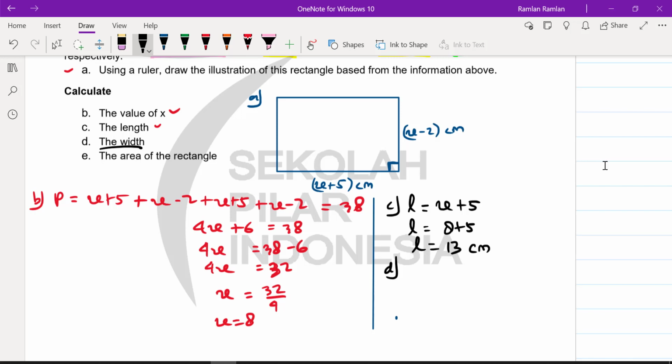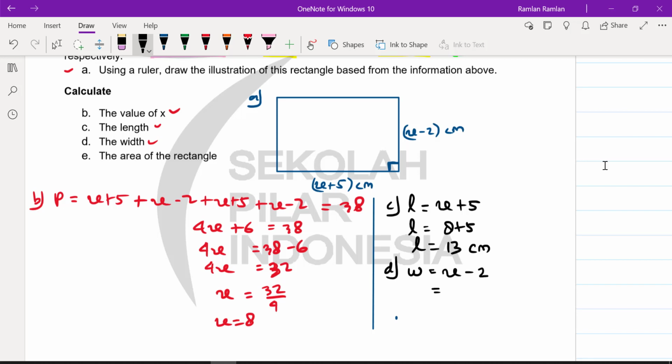It is asking for the width. The width is represented by x minus 2. Since we already know the value of x, which is 8, you only need to write down w as the width. Okay, maybe I'm going to use the black one. w as the width equals x minus 2.